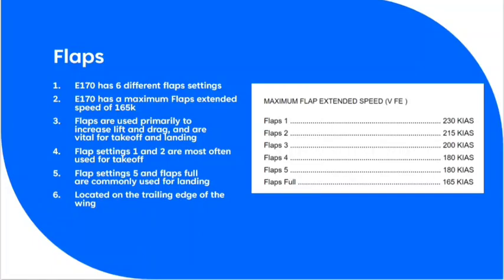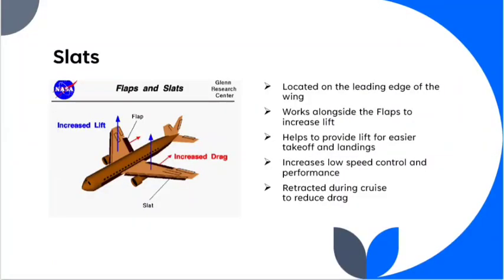Meanwhile, the most commonly used setting for landing is flap 5, while flap 6 is used for landings that require a steeper approach or a shorter runway. And flaps are located on the trailing edge of the wing. This differs from the slats. The slats work with the flaps. They're often controlled in tandem, and slats are located on the front edge of the wing, or the leading edge.